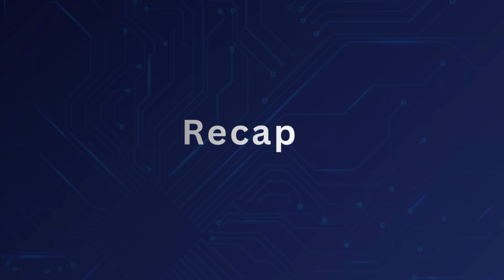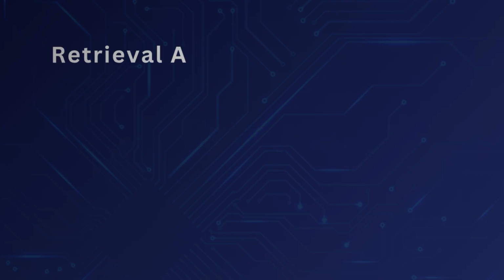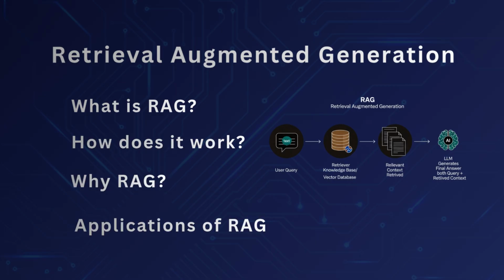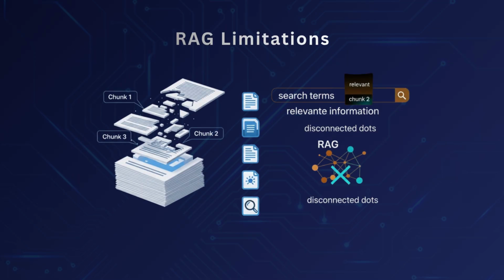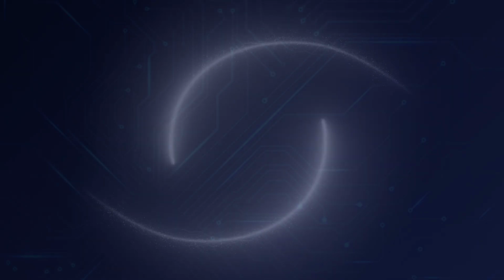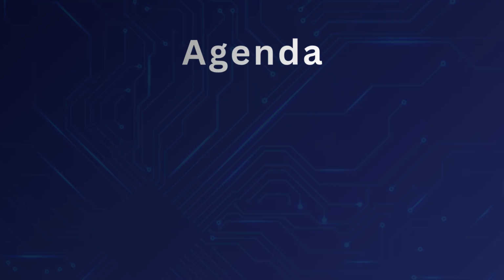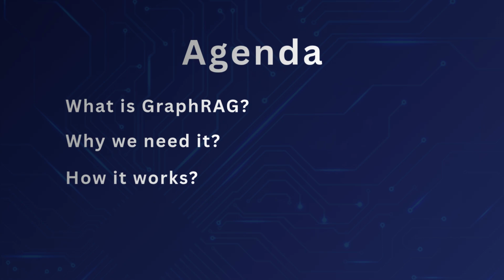In the last video, we learned about RAG, Retrieval Augmented Generation, and how it helps AI give better answers by searching our documents first and then generating the response. But even RAG has some limitations. So today, we're going a level deeper. We're learning about GraphRAG. By the end of this video, you'll clearly understand what GraphRAG is, why we need it, how it works with real-world examples, and where it's useful.